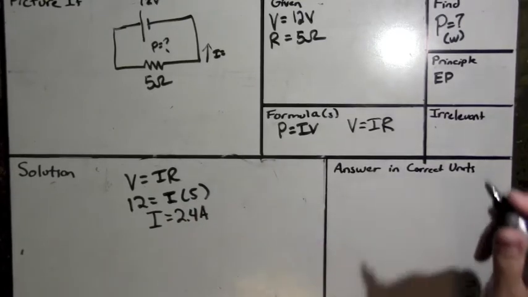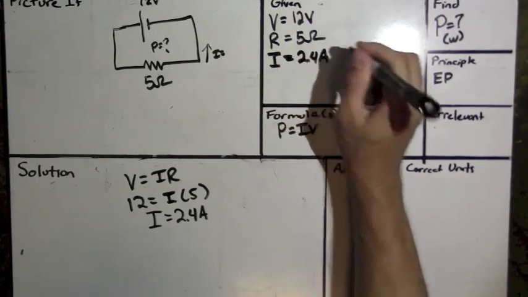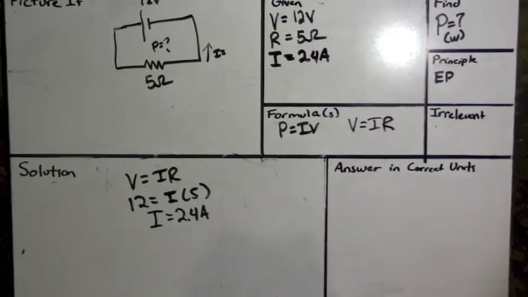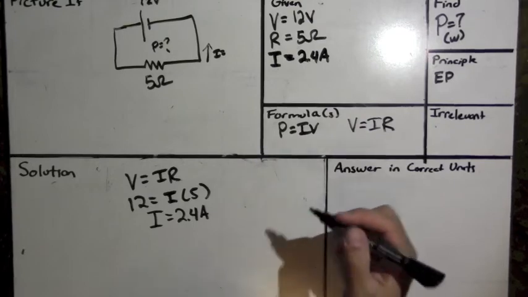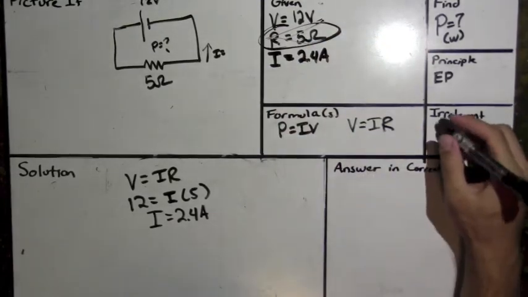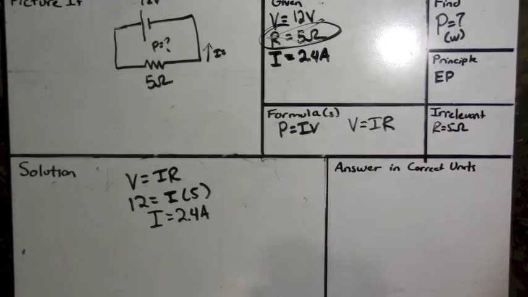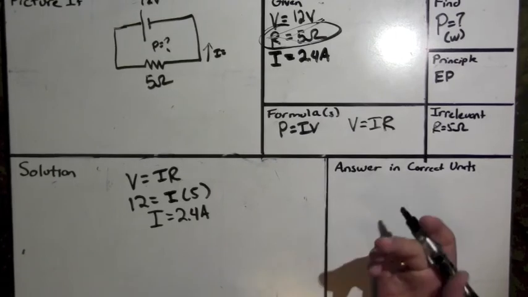That now becomes a piece of my given information. I equals 2.4 amps. So now once I've done that, this R value now becomes irrelevant. It's not really irrelevant because I had to use it in order to get where I want to go, but for the purposes of where I am now, it's now irrelevant.